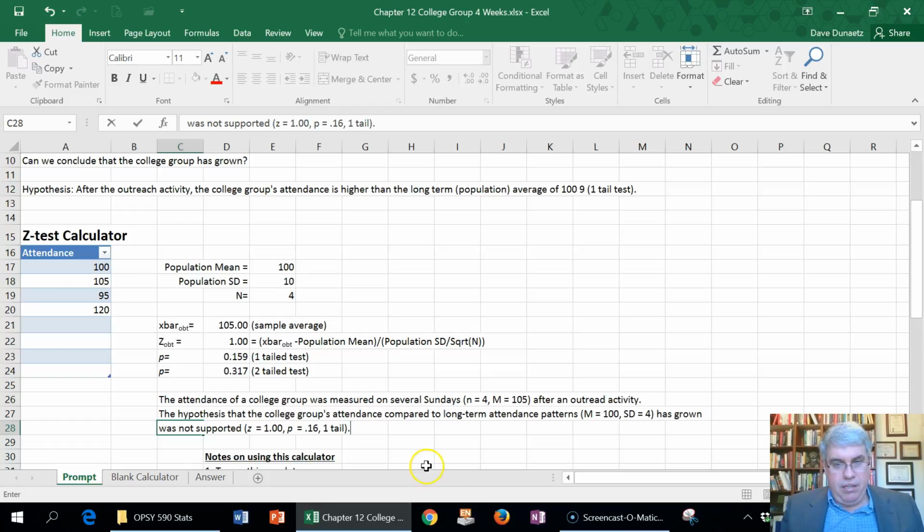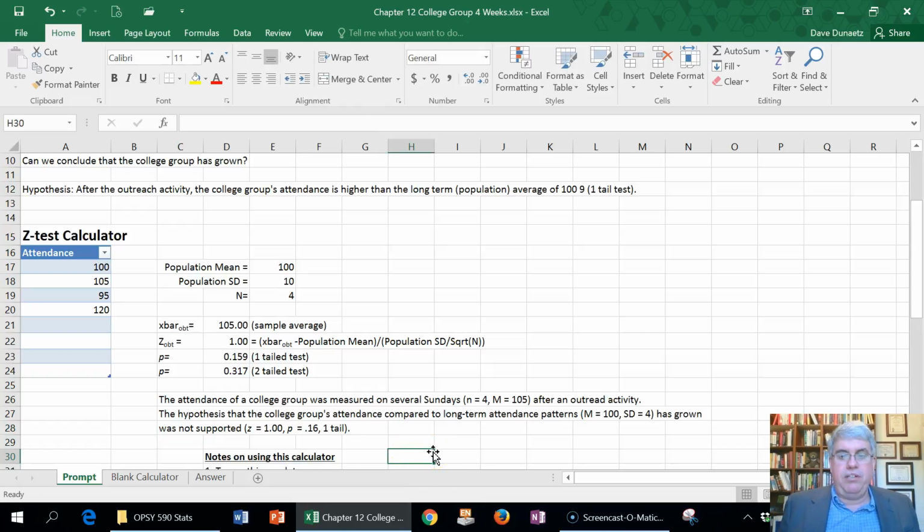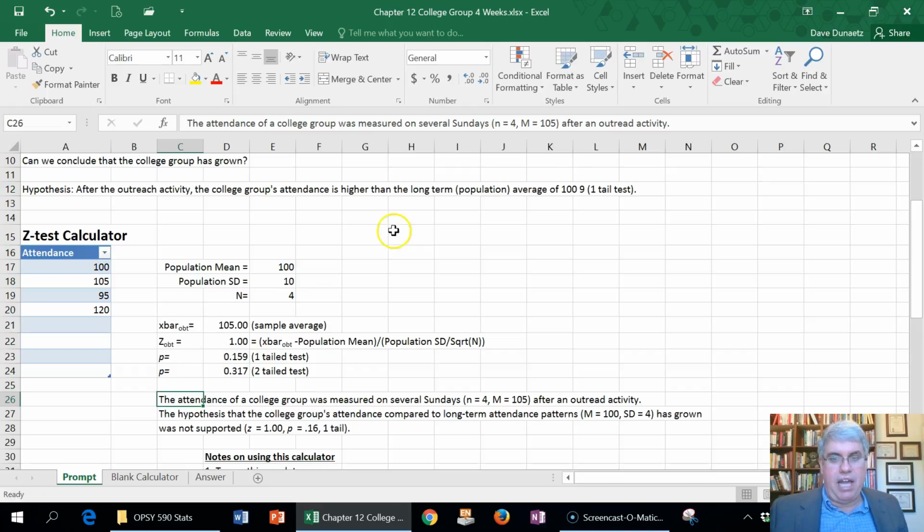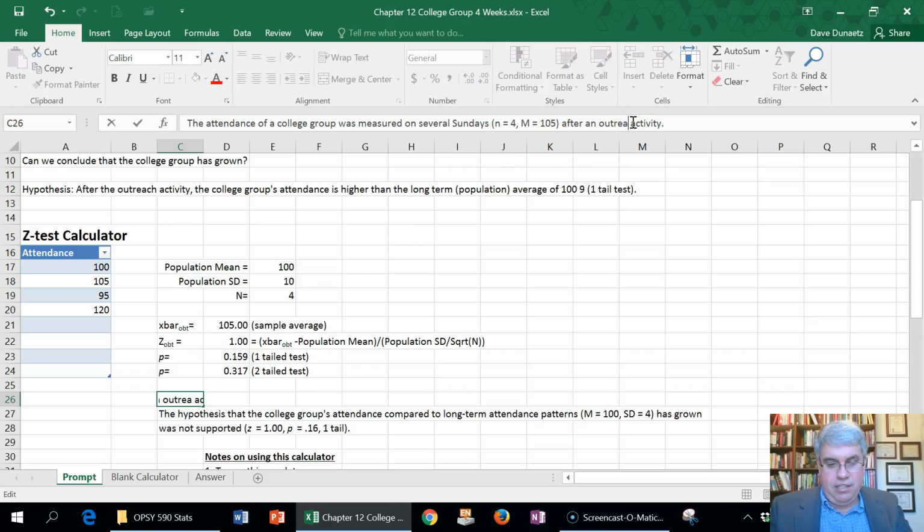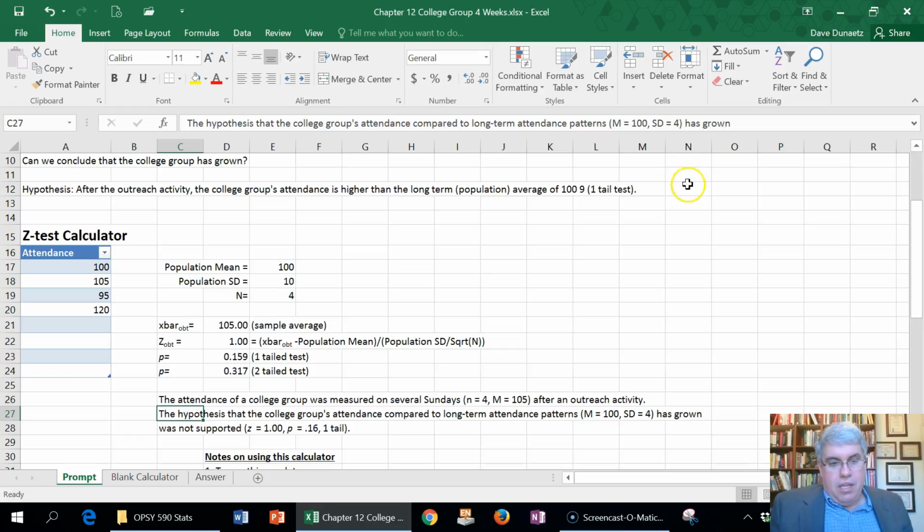So that's what we can conclude, that the attendance of the college group was measured on several Sundays, where n equals 4 and the mean is 105 after an outreach activity. Let's spell outreach correctly. The hypothesis that the college group's attendance compared to the long-term attendance patterns has grown was not supported. And here's the population mean and standard deviation, our statistic, and our p-value, and we specified that we did a one-tailed test. So that's how you would report the results of this in APA format.